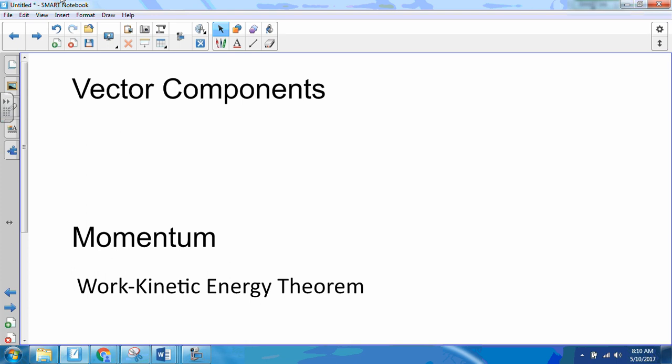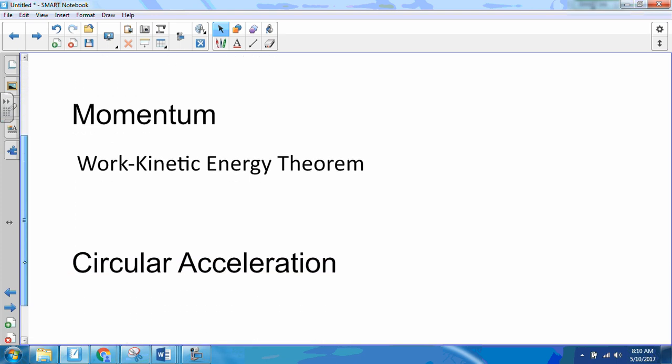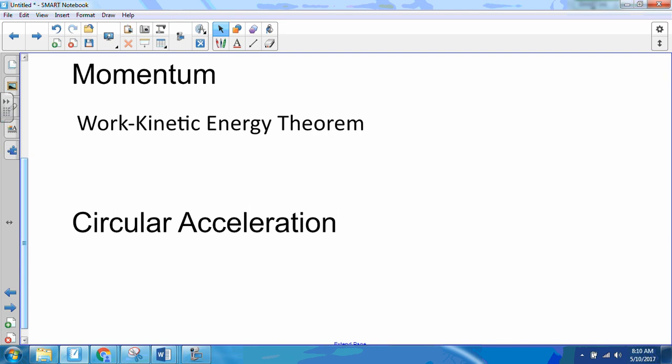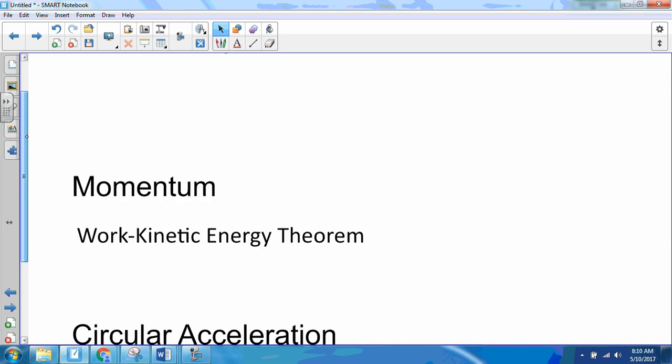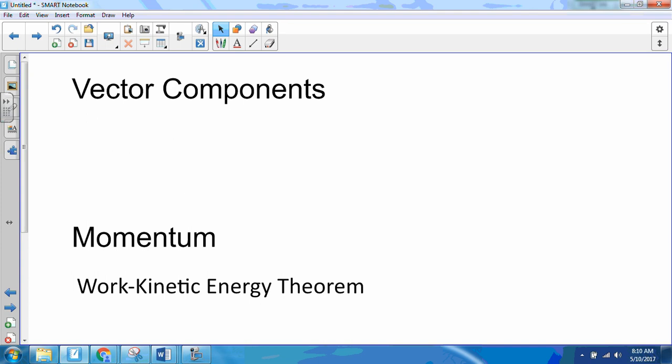All right, so the first topic that we're going to talk about is going to be vector components. Then we're going to talk about momentum. And really closely related to the momentum will be the Work-Kinetic energy theorem, followed by circular acceleration. So we've talked about all of this stuff before, but we're just going ahead and reviewing. The first thing that we're going to talk about is vector components.